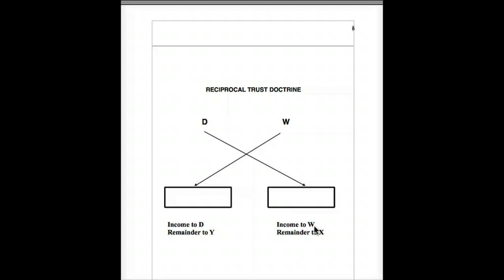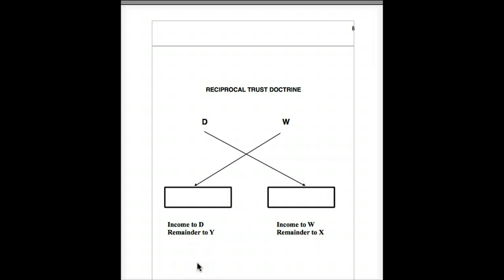if D sets up a trust for W's benefit as consideration for W setting up the trust for D's benefit, in this case, D will be viewed as the grantor of W's trust, and W will be viewed as the grantor of D's trust, which means that D and W have retained income interest, which causes the value at D's death to be pulled back into D's estate. The nature of this type of transaction is referred to as the reciprocal trust doctrine.